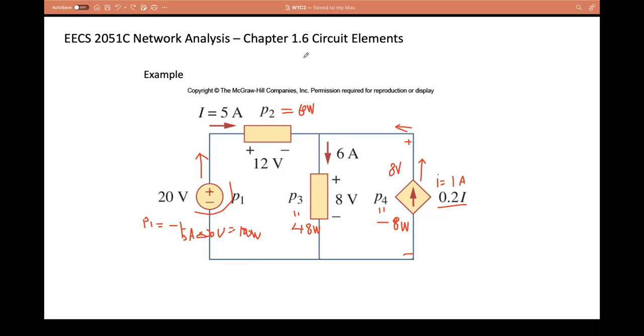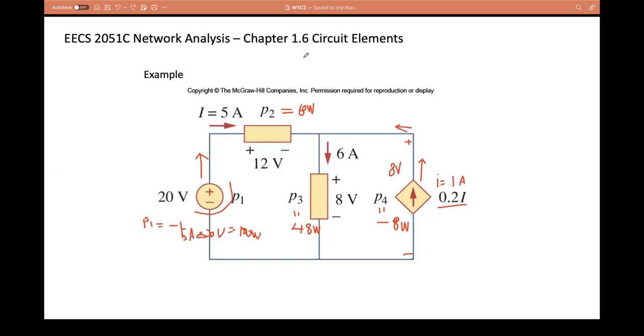Or, what about the second method, like I said earlier, where I assign the current going into every element's positive terminal as the positive direction? Then you will see you still get the result: all the power adds up to 0. What if I assign the current going into the positive terminal as negative? Well, what will you get?